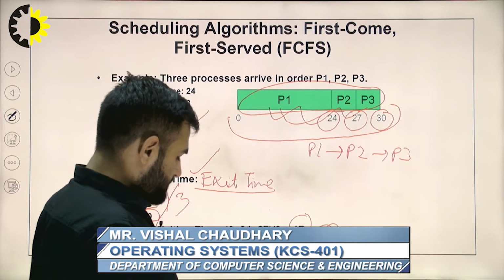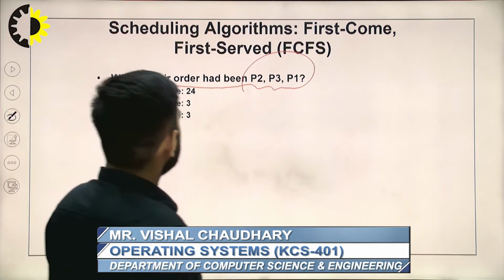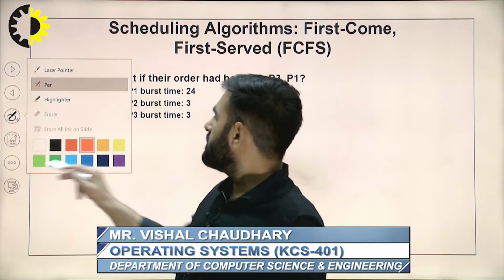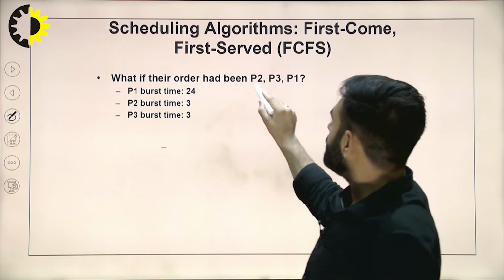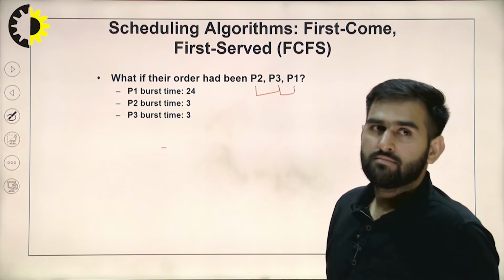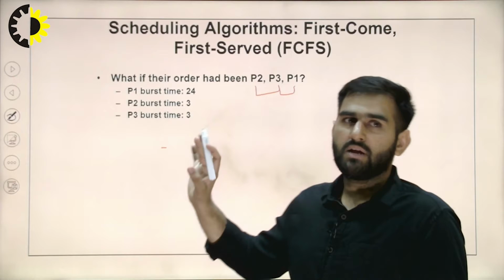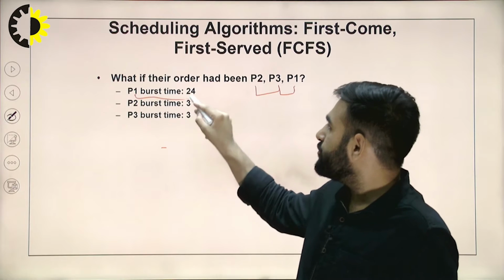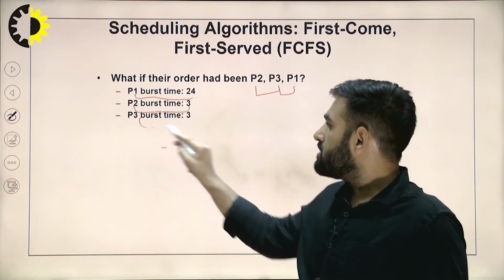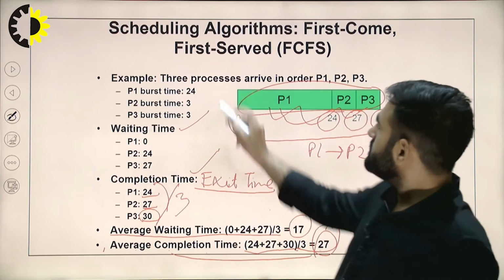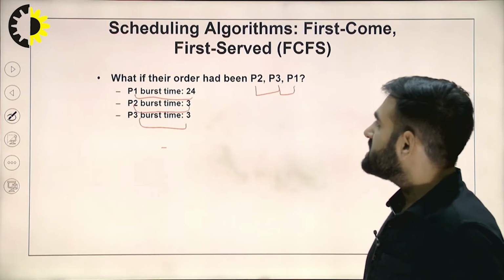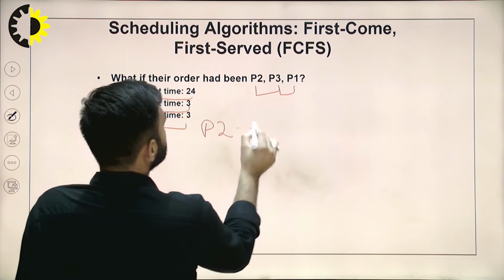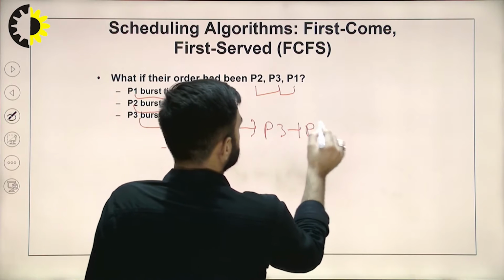Now let's see what if the order had been P2 first, then P3, then P1? See, the burst time is the same. That means the CPU time for each process is the same: P1 is 24, P2 is 3, P3 is 3. But the order of arrival is changed now. It is P2, then P3, then P1.